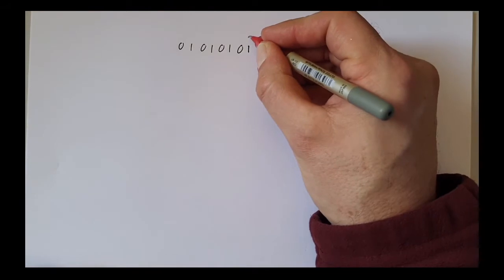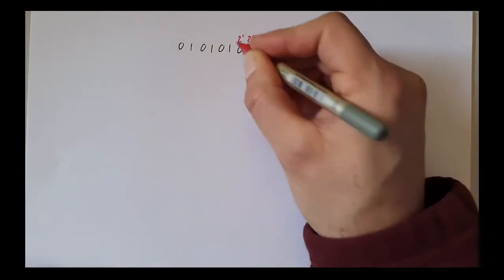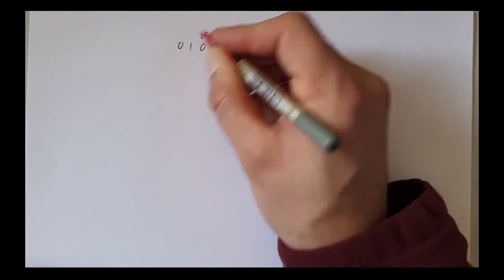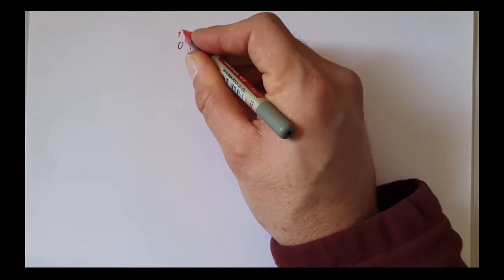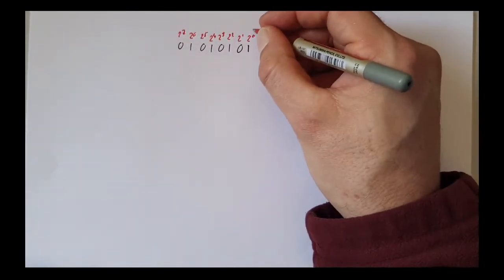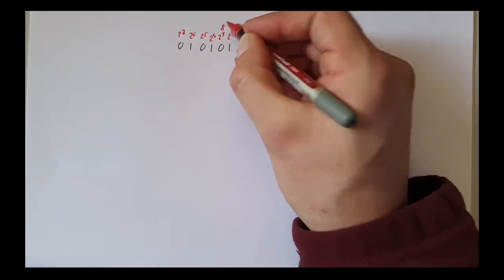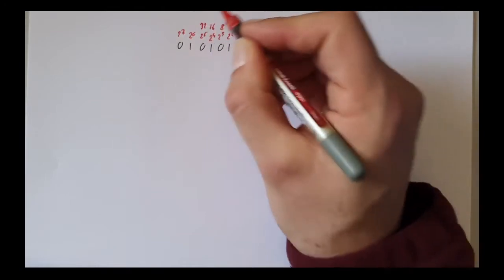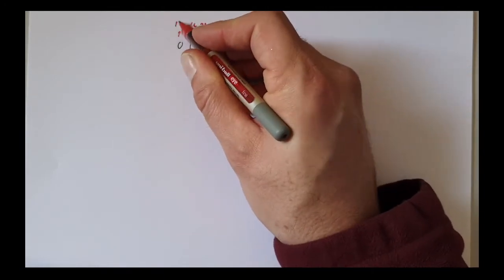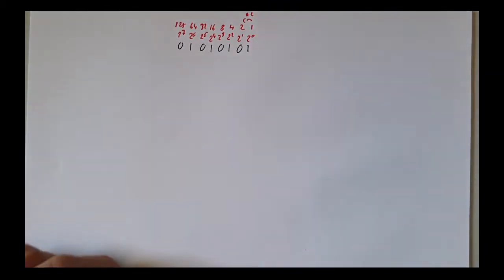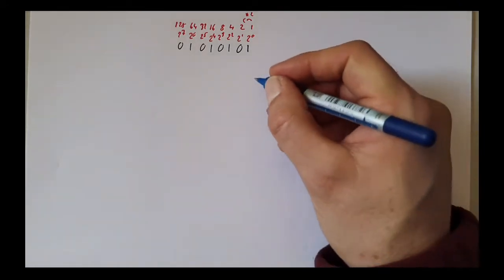If you write the values, you have 2 to the power of 0, 2 to the power of 1, 2 to the power of 2, 2 to the power of 3, 4, 5, 6, 7, or in decimal numbers, 1, 2, 4, 8, 16, 32, 64, 128. So here there is always a multiplication by 2. Then you can use these values to calculate the decimal number.